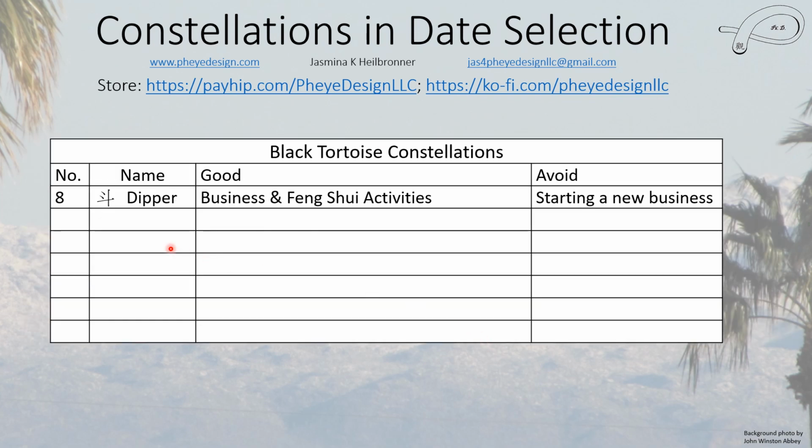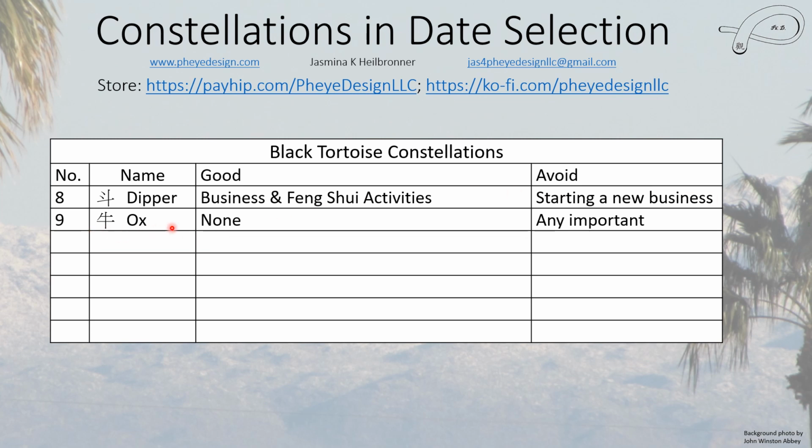So number 8 is Dipper. It is good for business activities and feng shui activities, but it's not really good to start a new business. You can run a business. You could even probably introduce new products, although that might not be the greatest idea on this day, but you definitely don't want to start a new business.